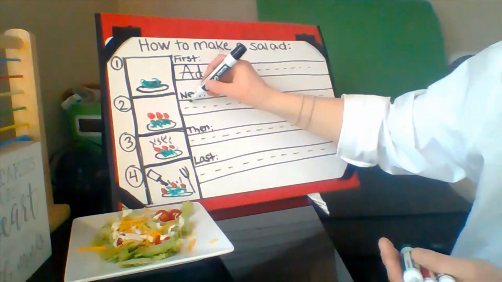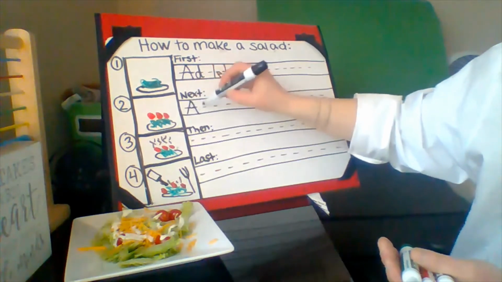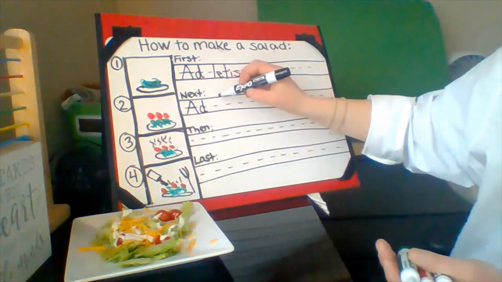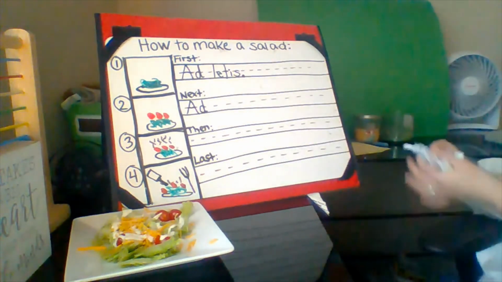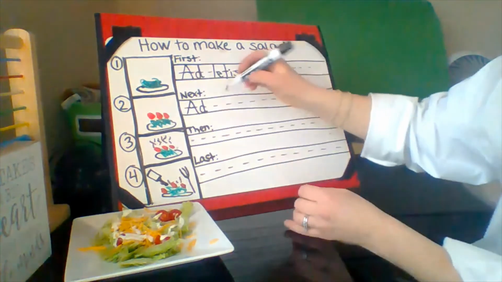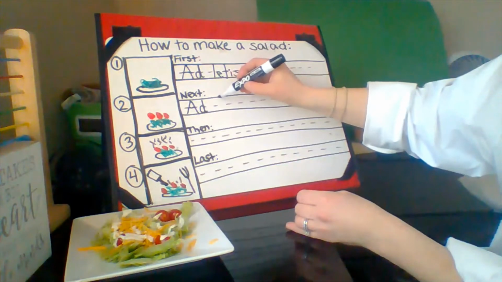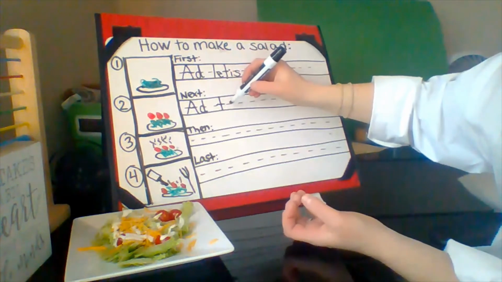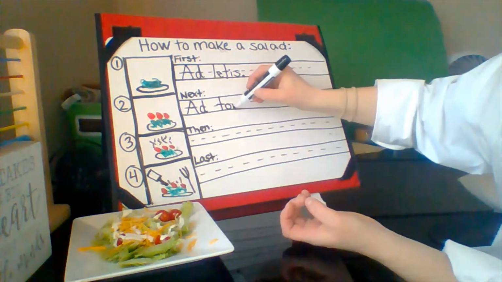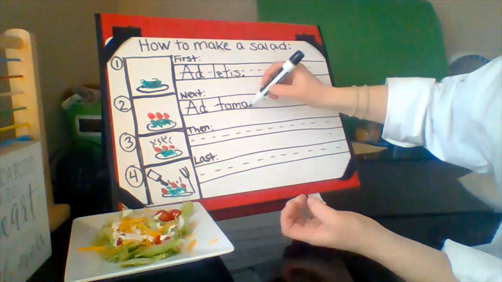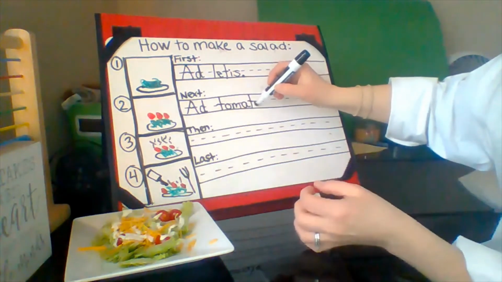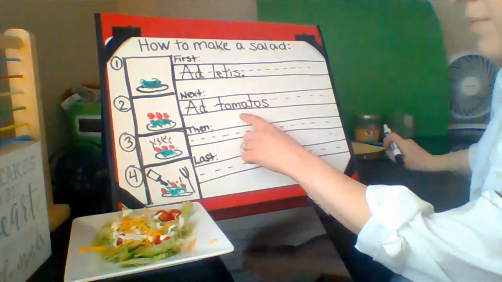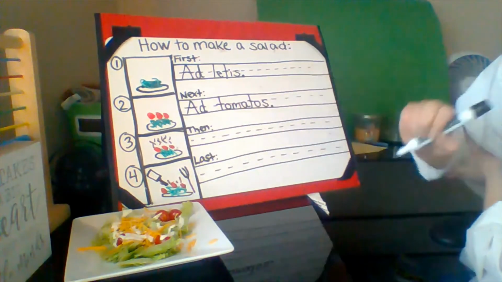Start your sentence with a capital. Add. Leave a finger space. Tomatoes. I'm going to stretch that one out. That's got a lot of sounds in it. So we're going to stretch it out and say it really slow. I hear a T. Toe. A. To. O. Add tomatoes. Put in a period.